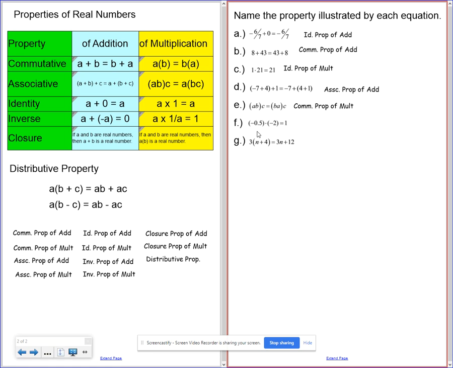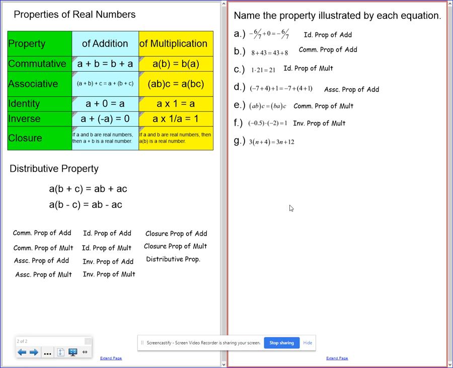All right, F, -0.5 times -2 equals 1. Well, if you remember, -0.5 as a fraction is -1/2. So -1/2 and -2 are inverses of each other. They're reciprocals of each other. So this is the inverse property of multiplication.